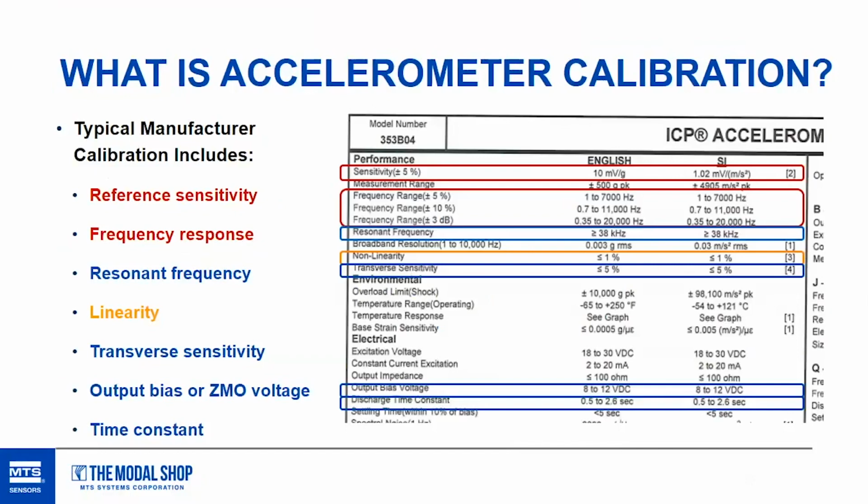Last few in there: resonant frequency, linearity, transfer sensitivity. We have a couple on the bottom there, output bias or ZMO voltage, zero measurement offset voltage. Those are electrical quantities, along with time constant, which is a kind of electromechanical quality that you can get with a flip test on certain accelerometers. So they're kind of in order of importance or in order of frequency that we typically see these recalibrated for. But we'll go down through each of these and kind of break them down and tell you what they are.